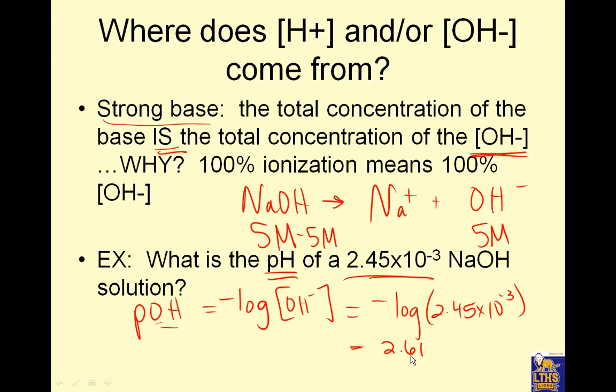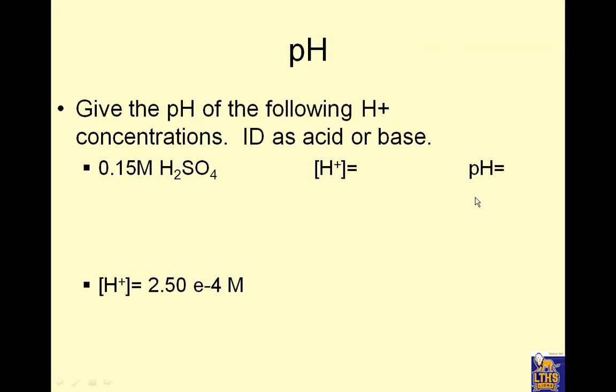Now from that other slide, we found out that pH plus pOH equals 14. So pH equals 14 minus 2.61. So the pH of that solution is 11.39. And that's basic. So if it's a base and you take the negative log of it, you're getting pOH. If it's a strong base, this is that.